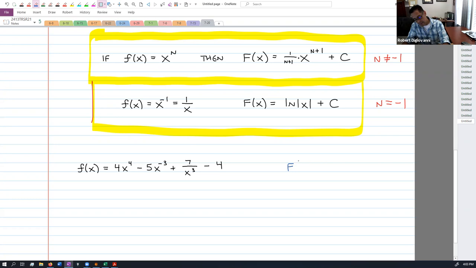So find capital F. Now, the thing I want to point out that we haven't done yet is that this is the first time I've given you a problem that has multiple terms in it, separated by addition and subtraction. But think about it. When we were taking derivatives, if we had plus and minus, we did them individually, right? Same thing happens with antiderivatives. You will do the antiderivative of that, antiderivative of that, antiderivative of that, and you'll just have pluses and minuses between your answers. And then you put one big capital C at the end. You don't need a capital C for each one. Okay, so see if you can do your power rule on those. I'll give you, I don't know, 6 minutes.